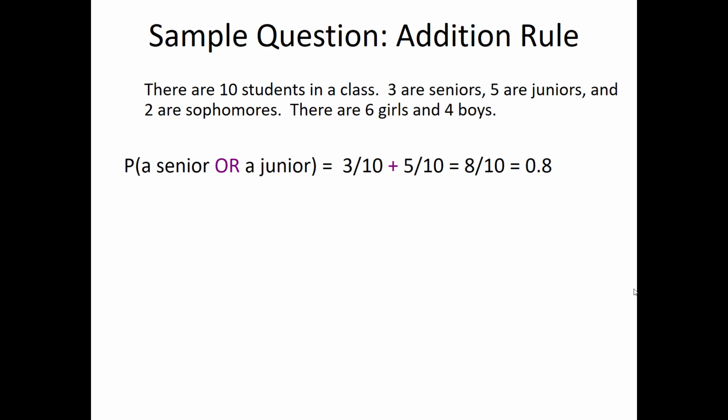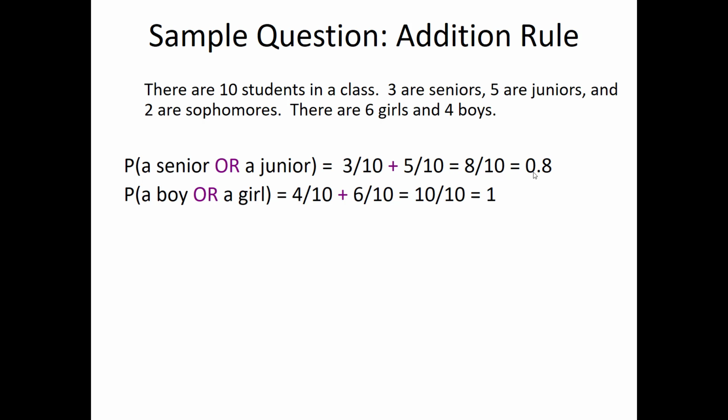So there are 3 seniors out of 10. That's how we remember how we compute probabilities. It's the number fitting our description divided by the total number possible. There are 10 students, so the denominator is 10 in this case. 3 seniors, so that gives us 3 out of 10. Now the number of juniors, there are 5 juniors. So 5 out of the possible number of students, 10. So that's 5 out of 10, or 1/2. If we add these two together, we get 8 out of 10, or 0.8.